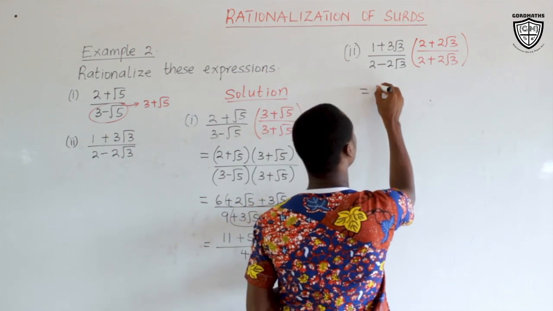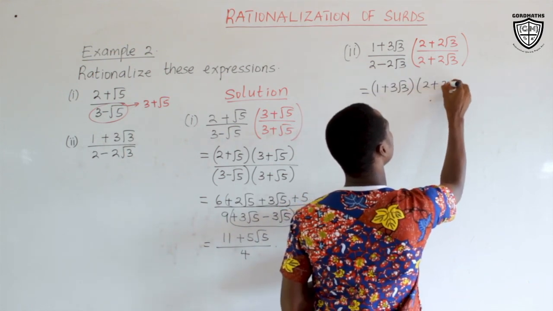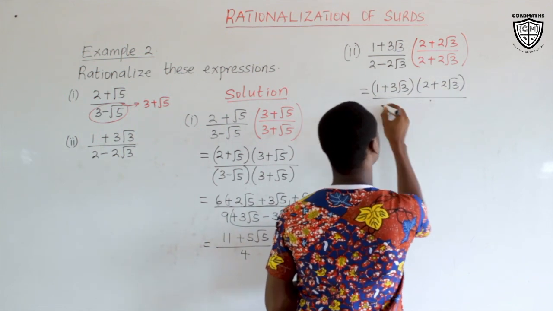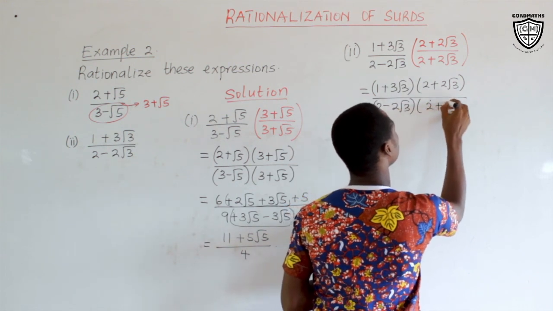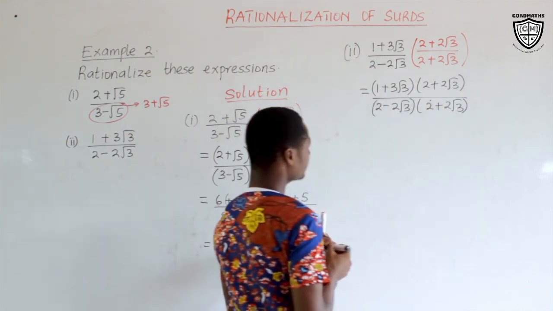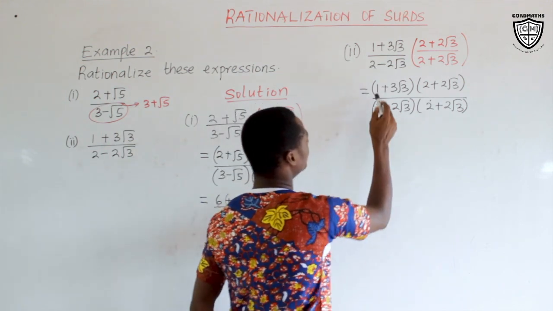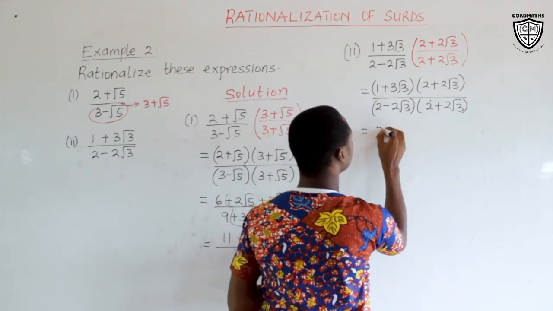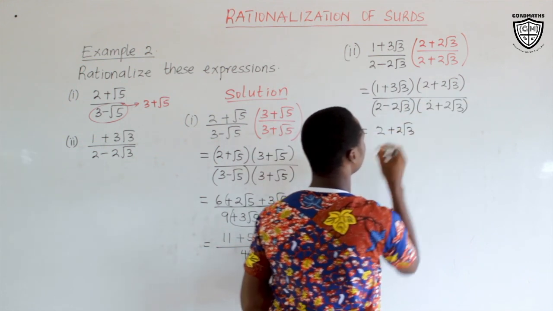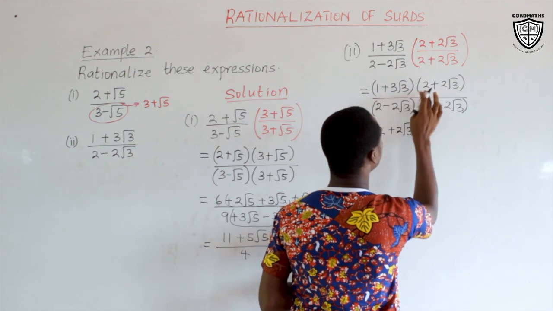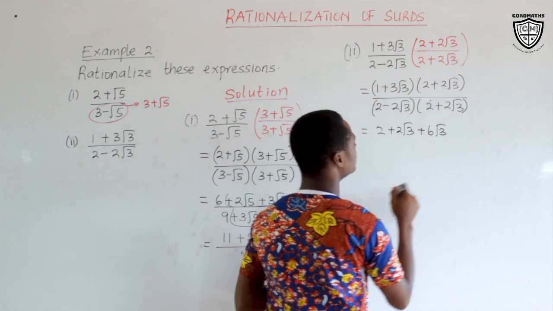We would have 1 plus 3 root 3 multiplying 2 plus 2 root 3. And then 2 minus 2 root 3 will also multiply 2 plus 2 root 3. Let's do the expansion here. We will have 1 times 2 will give us 2. 1 times 2 root 3 will give us 2 root 3. Then 3 root 3 times 2 will give us 6 root 3. Since it's a whole number, it multiplies the whole number.